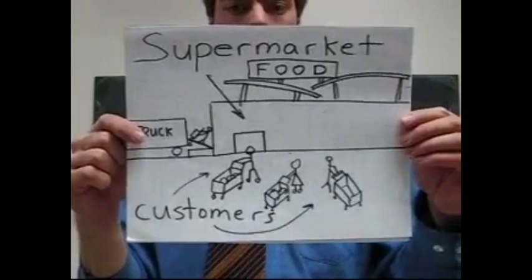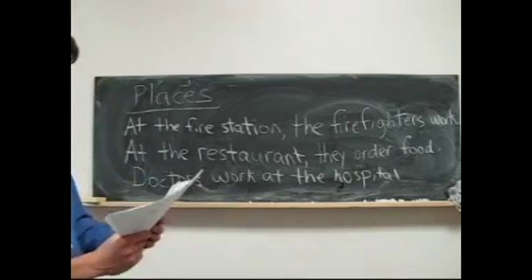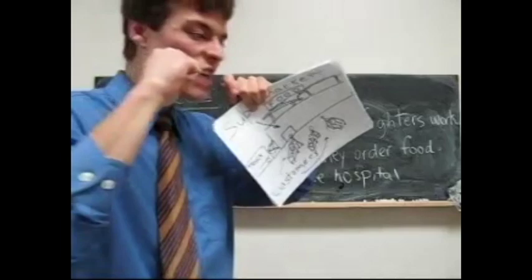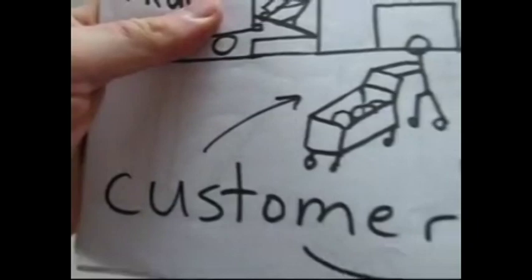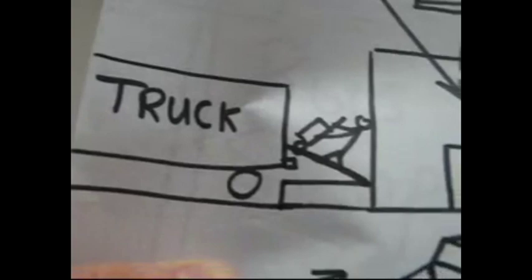Supermarket. At the supermarket, you can buy food. So this is the supermarket. These are customers. There's a customer. There's a truck to deliver the food, there's an employee, supermarket.